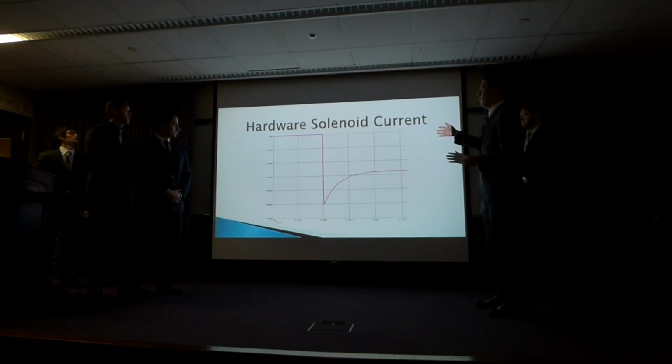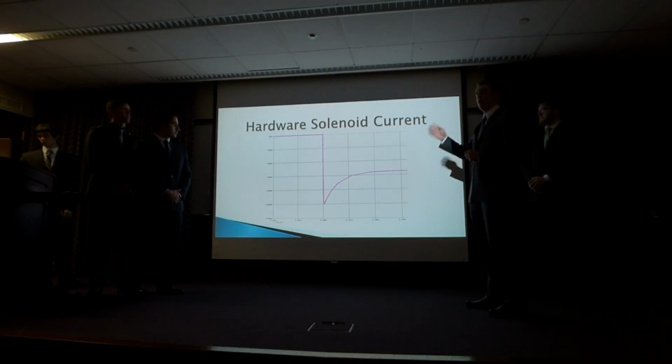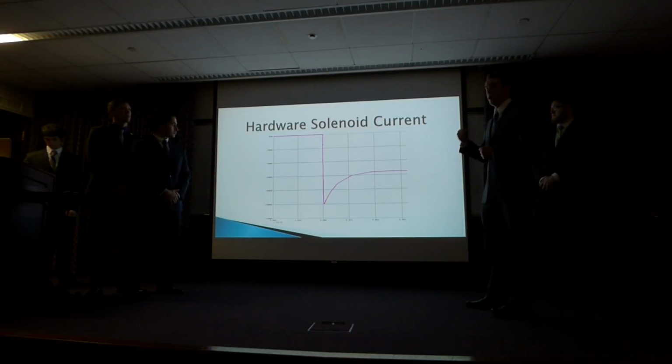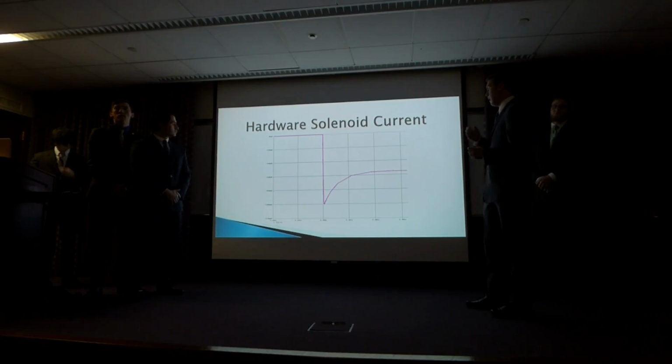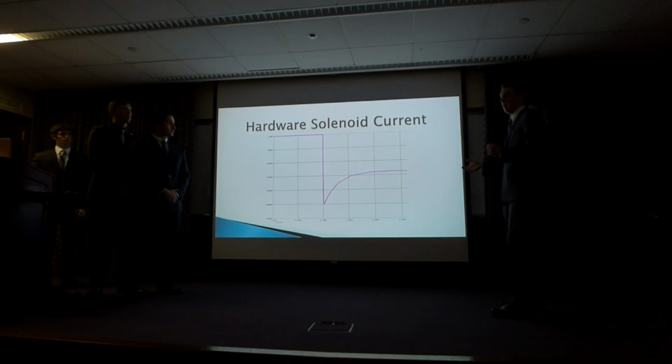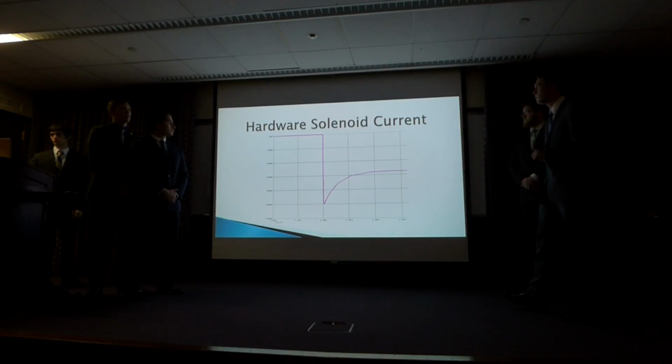So this is the current through the solenoid. We need an initial spike of 100 milliamps to fully pull that pin in against the spring, but then we can actually cut back the current to just hold the pin in. And this also lowers the power dissipated, again, across the transistor.